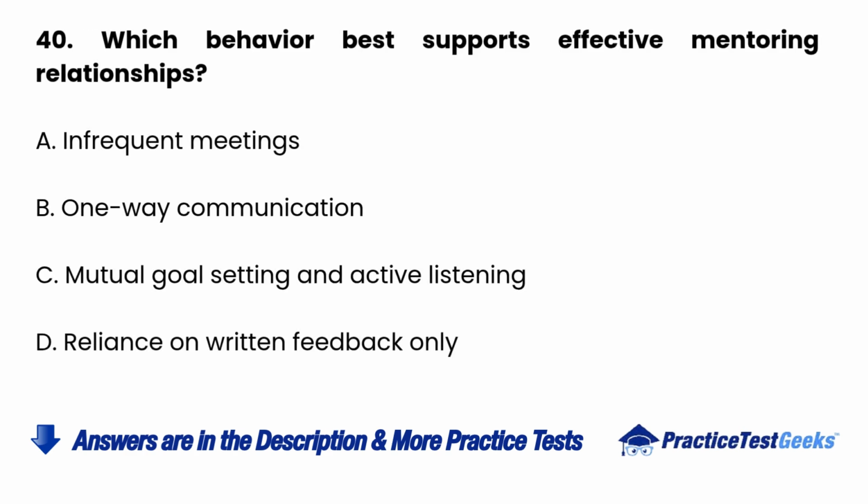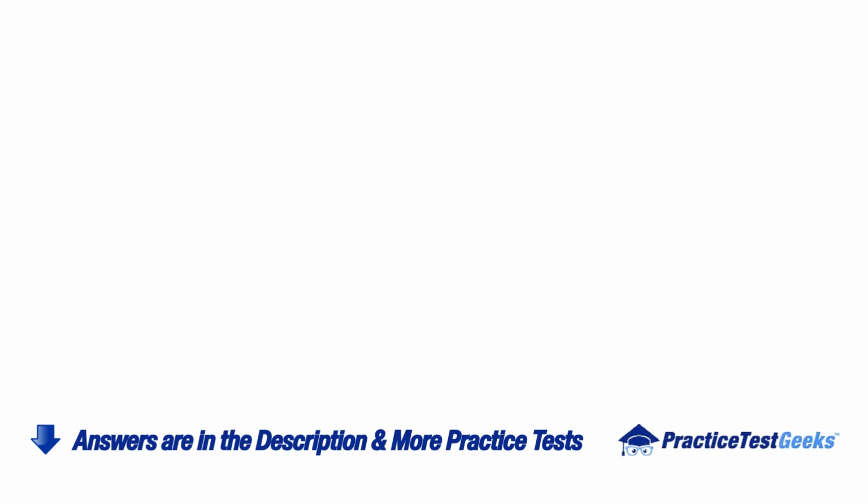40. Which behavior best supports effective mentoring relationships? A. Infrequent meetings. B. One-way communication. C. Mutual goal setting and active listening. D. Reliance on written feedback only.